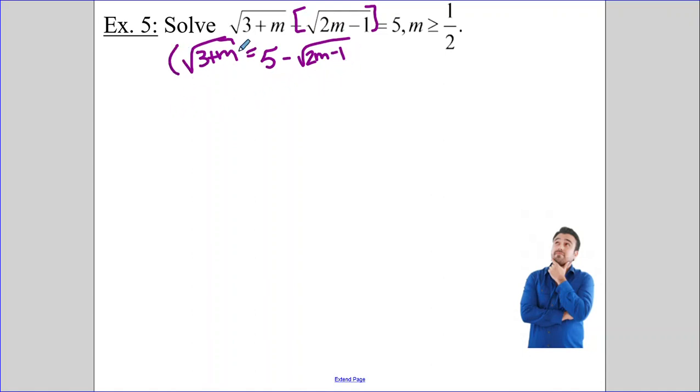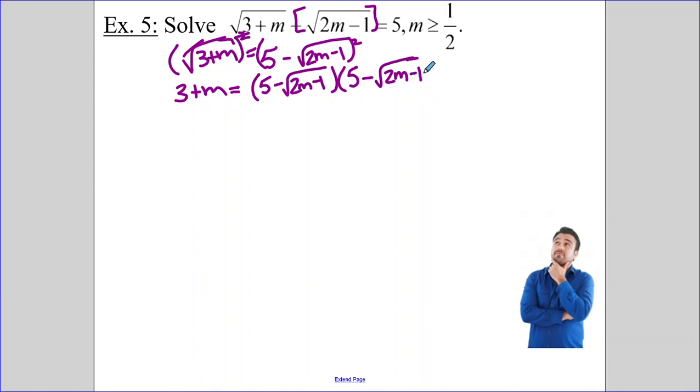Then I'm going to do that square step. So square and square. So the square and square root term is going to cancel out. So this just gives me 3 plus m on this side equals, and then remember there are 2 of them now on this side. So 2m minus 1 and 5 minus the root 2m minus 1. So 3 plus m equals 5 times 5 makes 25.